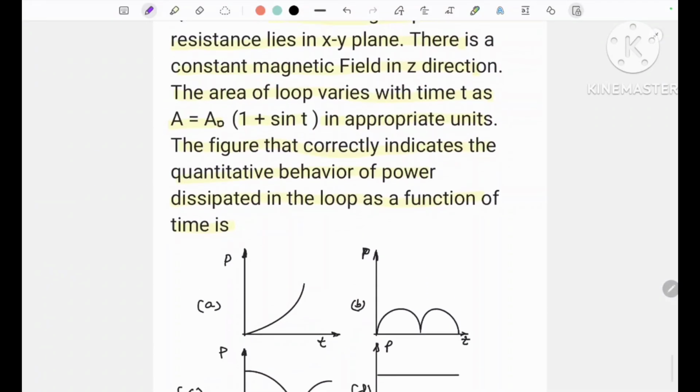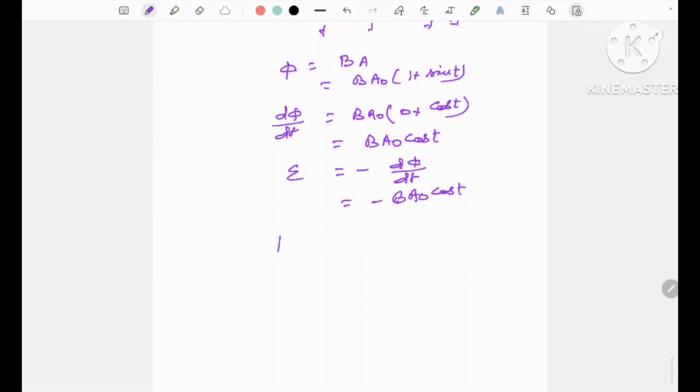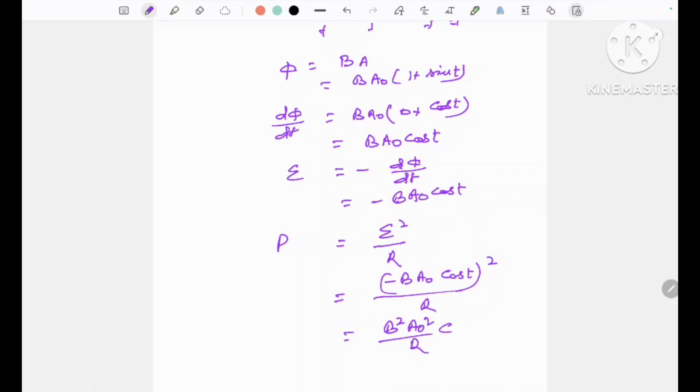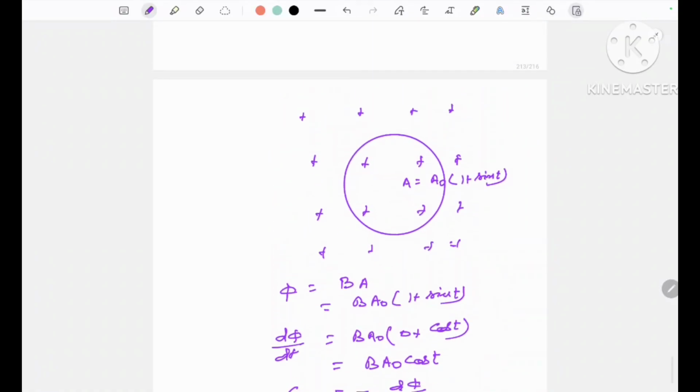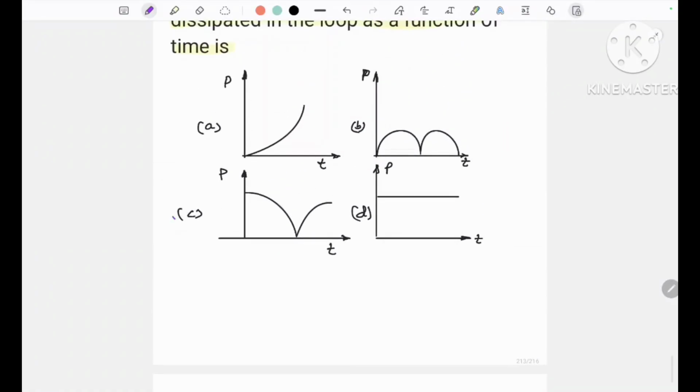Power dissipated P, अगर resistance is R, epsilon square by R or minus B A naught cos t whole square upon R or B square A naught square by R cos square t. This is always positive and initially when t is 0 it is maximum. Then C is correct option.